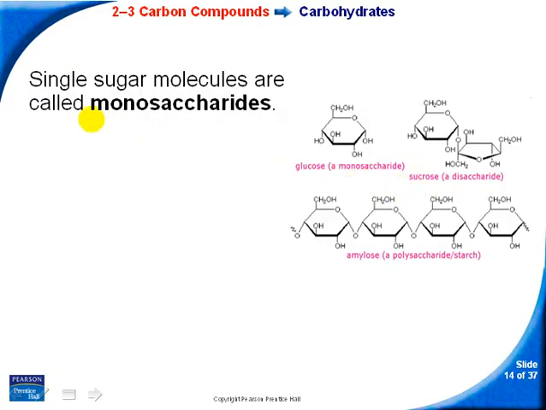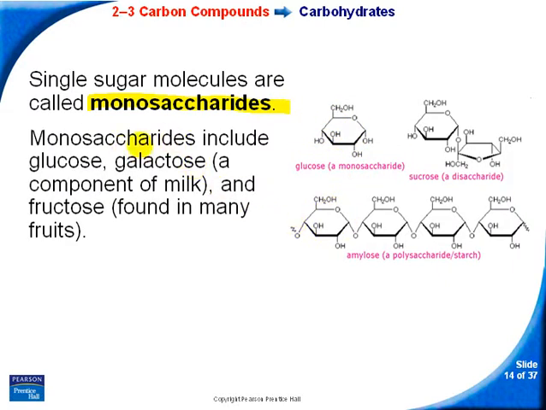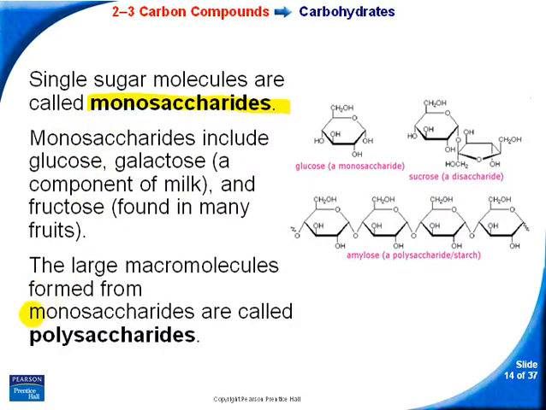So single sugar molecules are called monosaccharides, and you just saw that glucose molecule. And if you put them together in a long link, you form polysaccharides. If you put 2 together, you form a disaccharide, which is what sucrose is.